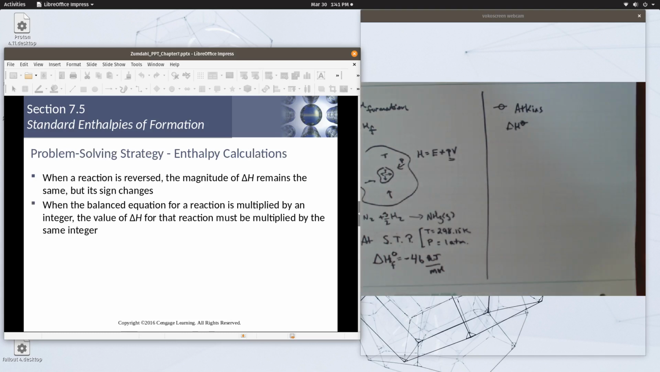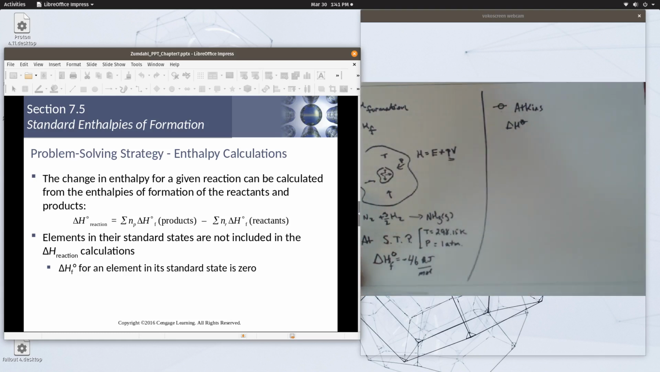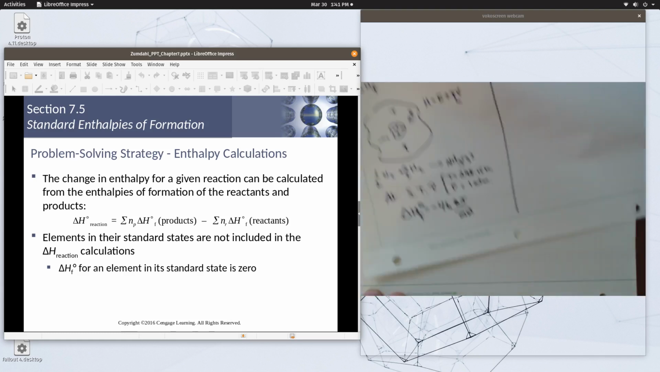So again, if you reverse a reaction, its sign changes, the magnitude remains the same, the sign changes. And if you multiply the whole thing by an integer, or any number for that matter, you have to multiply delta H also by that number, because it's always per mole of the amount of stuff that you produce. In fact, the easy way to do this is to simply look at the standard delta H of the reaction.